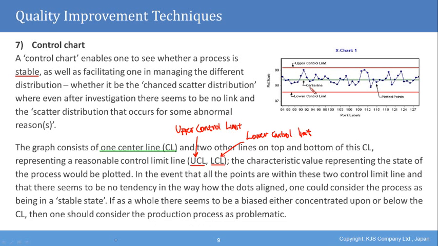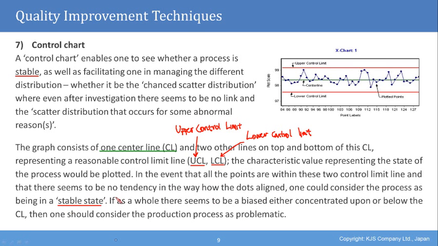That's that. And you can see them on the chart. You have the upper control limit, which is bounding the center line and the graph inside it, and you have the lower control limit. The characteristic value representing the state of the process would then be plotted. In the event that all the points are within these two control limit lines, and there seems to be no tendency in the way the dots are aligned, one could consider the process as being in a stable state.